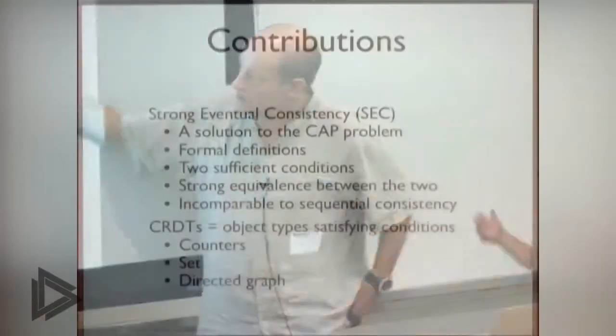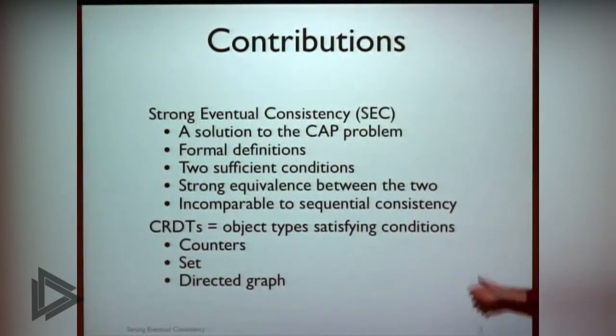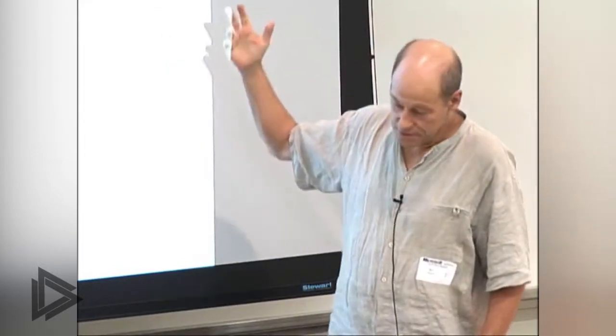So the contributions, the things I'm going to talk about in this talk. So it's, as I said, a model called strong eventual consistency. And this is a sort of a solution to the very, very well-known CAP problem. I'll explain this in a minute. I'll give you some formal definitions. I'll give you some sufficient conditions. So if you have a data type that fulfills these sufficient conditions, that's enough.